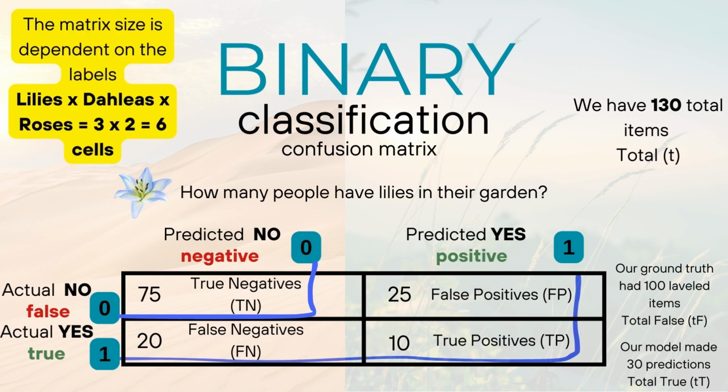Also note that the matrix size is dependent on these labels. We can see that the three flowers, lilies, dahlias, and roses, would be 3 times 2, which equals 6 cells. They will ask the size of this matrix. Here we have 2 rows and 2 columns, say of lilies and dahlias, but if we had 3 of lilies, dahlias, and roses, it would be calculated as shown in the top left.